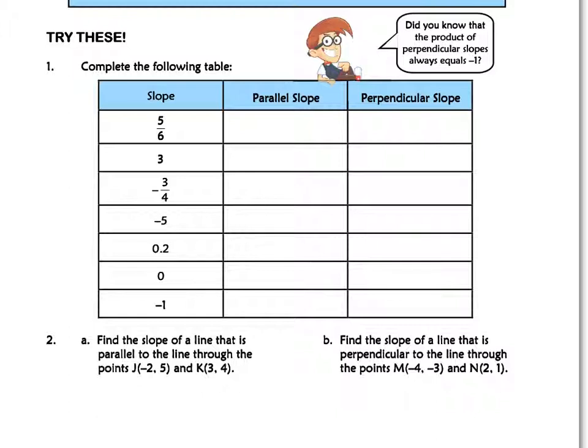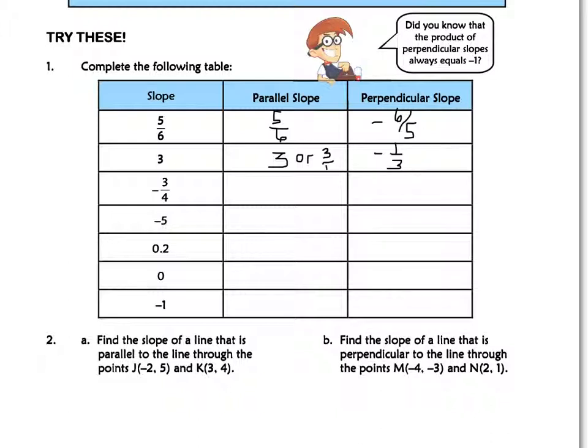So if we have a slope of 5/6, a line that would be parallel to that would also have a slope of 5/6, but something that's perpendicular to that would have a slope of the opposite, which is negative, and the reciprocal, which is 6/5. If the line has a slope of 3, the parallel slope would be 3, and the opposite or negative reciprocal would be negative 1/3. Because keep in mind 3 is the same thing as 3/1. Any whole number can be put over 1.